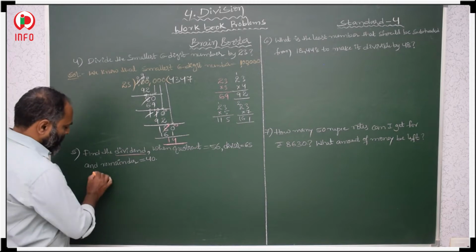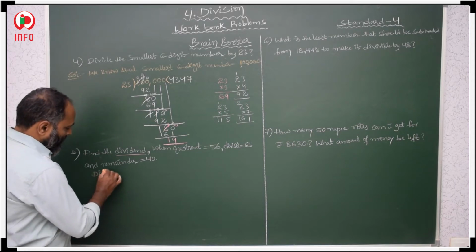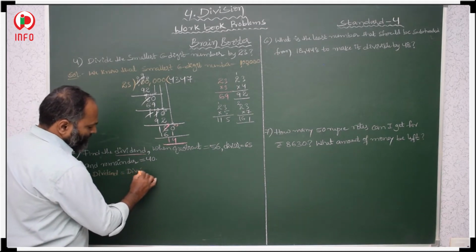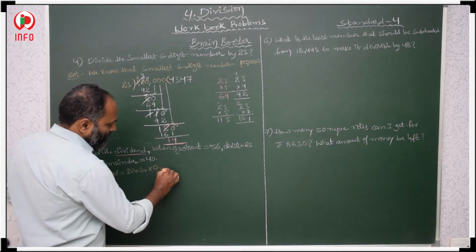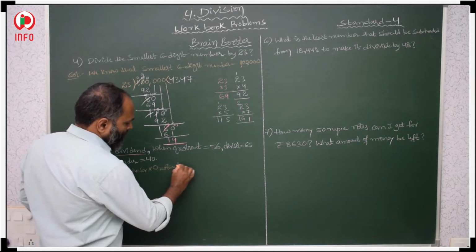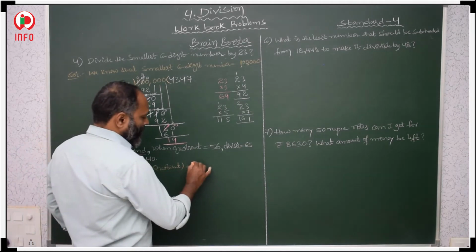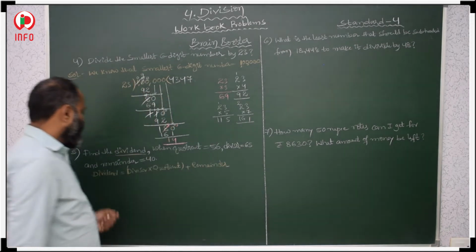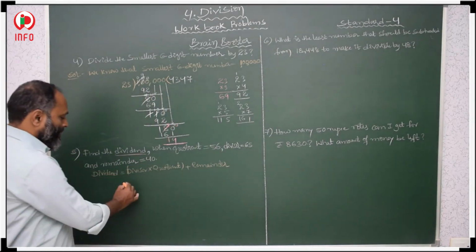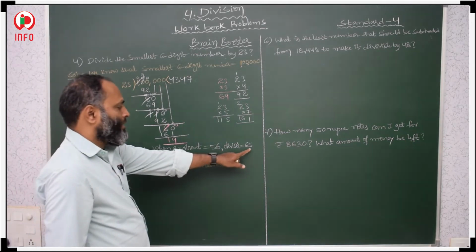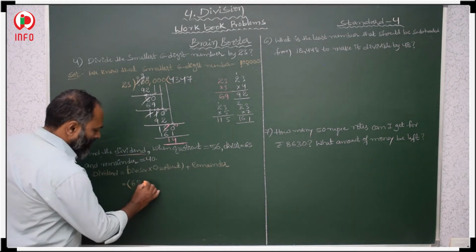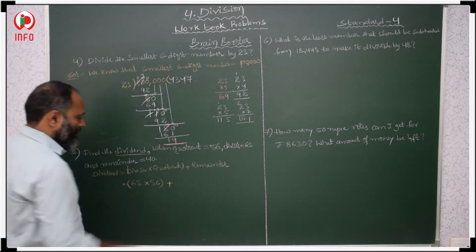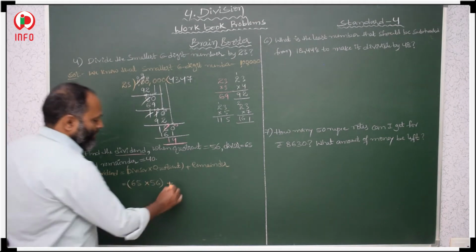Dividend is equal to divisor into quotient plus remainder. This formula. Here we have to find the dividend. So what is the divisor here? Divisor is 65, into what is the quotient? 56, plus what is the remainder? 40.